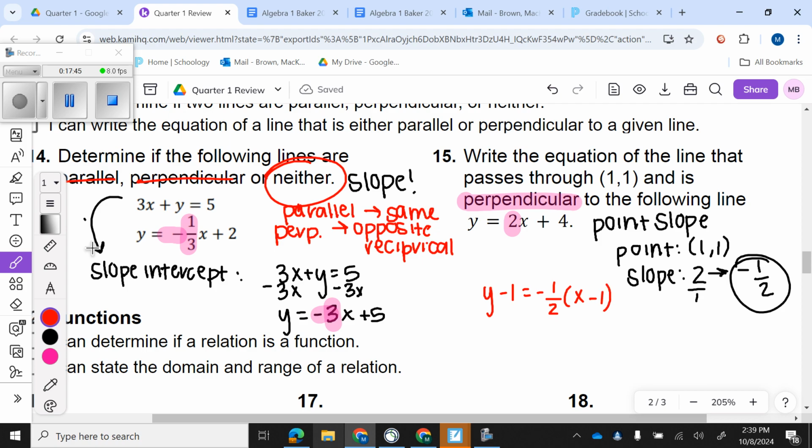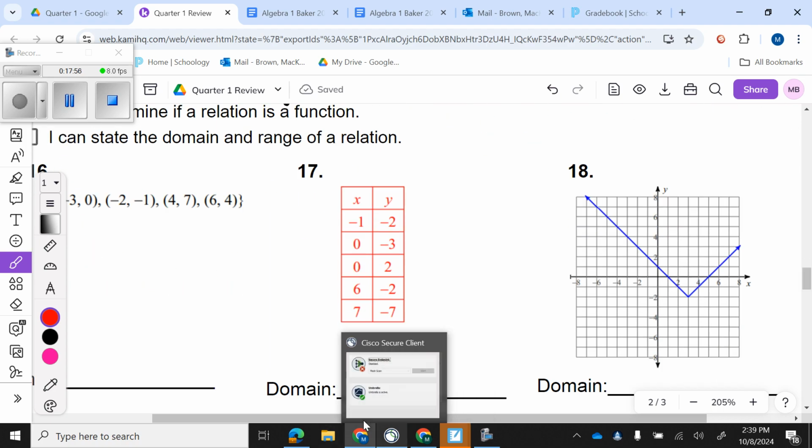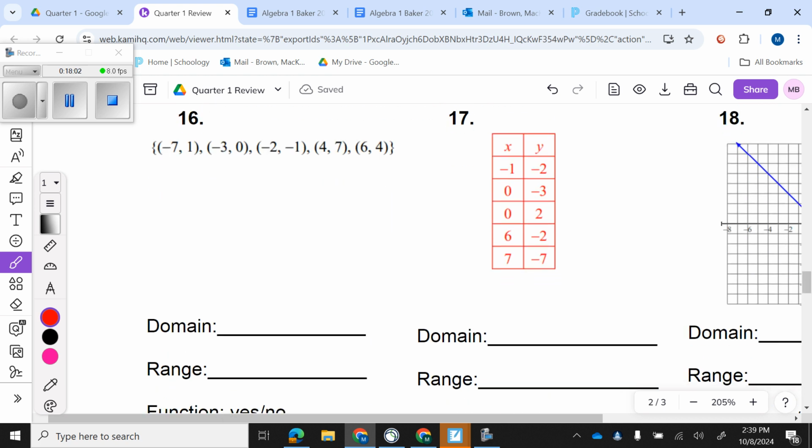And I can stop, because it didn't say anything about slope intercept. So you could stop right there, or you could keep going and distribute. All right, last section. I got to figure out if this is a function or not, and I have to list the domain and the range. Well, y'all, your domain is x, your range is y, and these have to be listed from least to greatest.